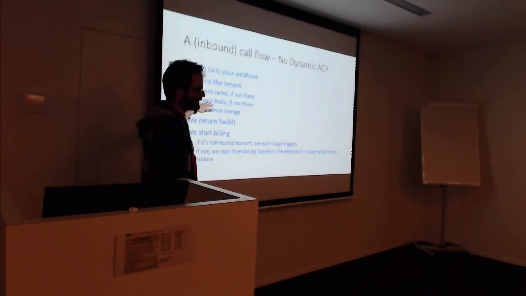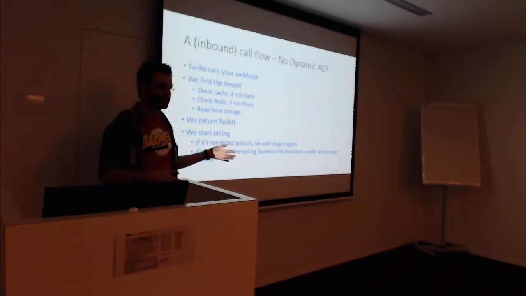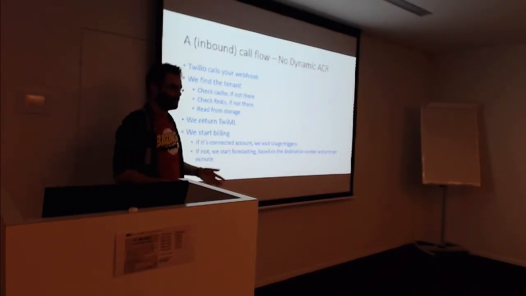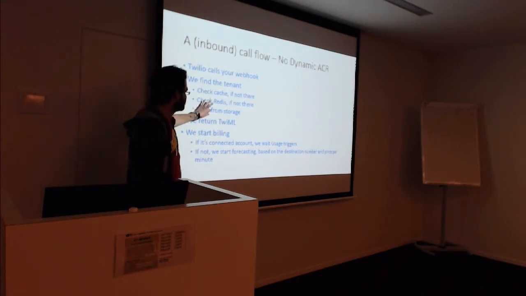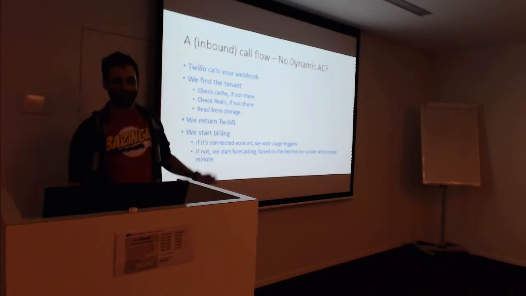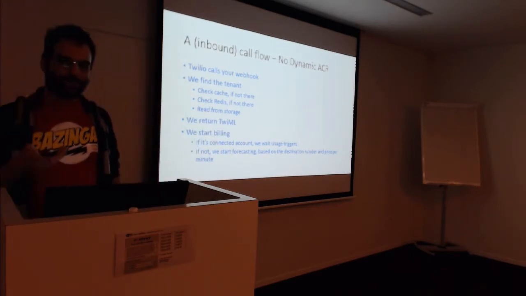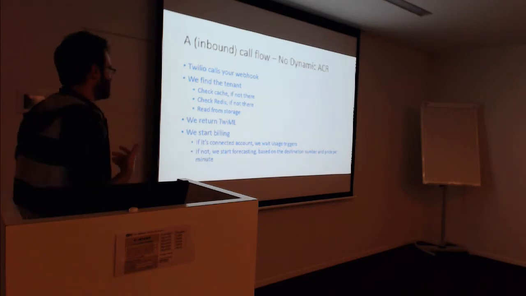Then after calling that URL, I'm getting the information from that guy. Then I'm checking the cache. First step, if it's not there, I'm checking Redis. If it's not there, then I'm actually checking storage. The cache is really fast. This is the slow part. That's why I don't want that. I don't like that. It's slow. If it's cached, then I'm returning TwiML.